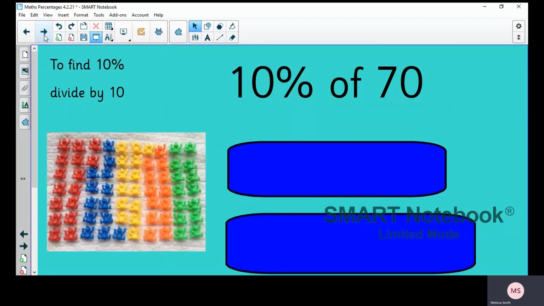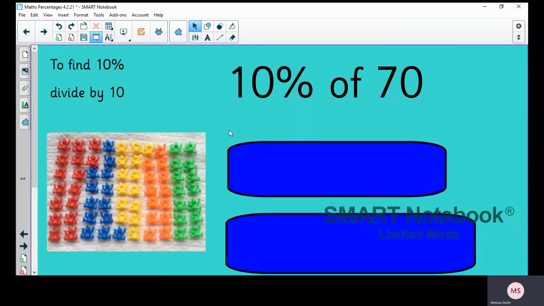Let's have a look then at our WALT. We're looking at how to find 10% of a number, and this is a nice, easy skill to do. To find 10%, we simply divide the amount by 10.